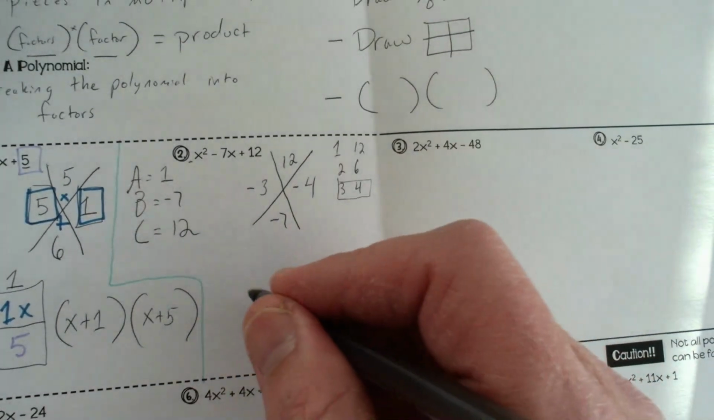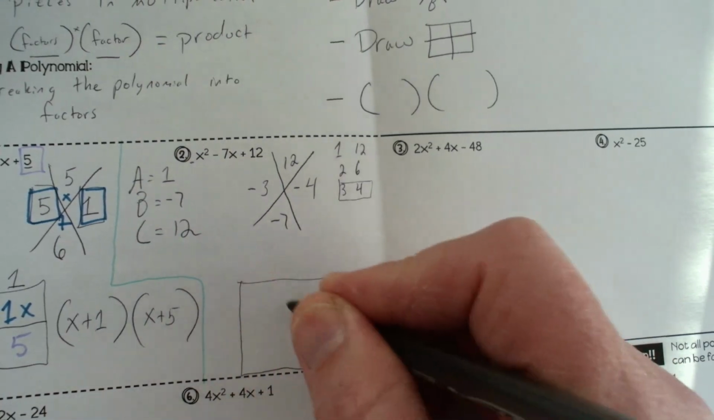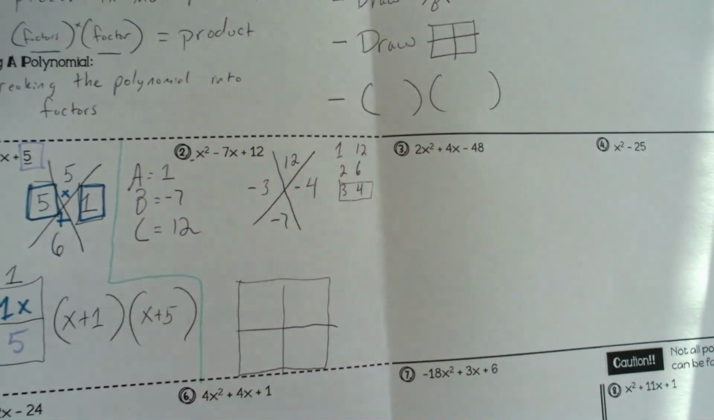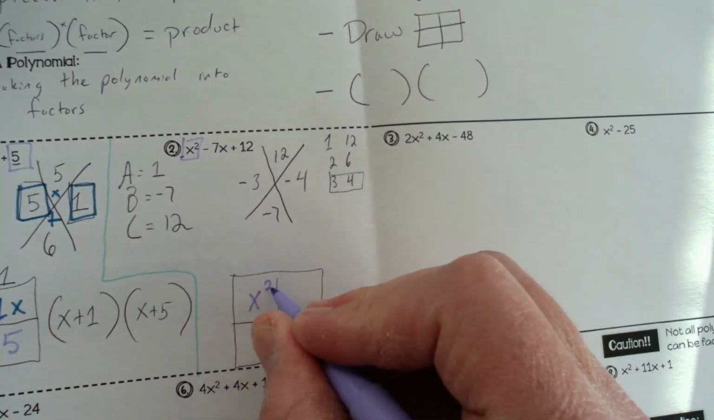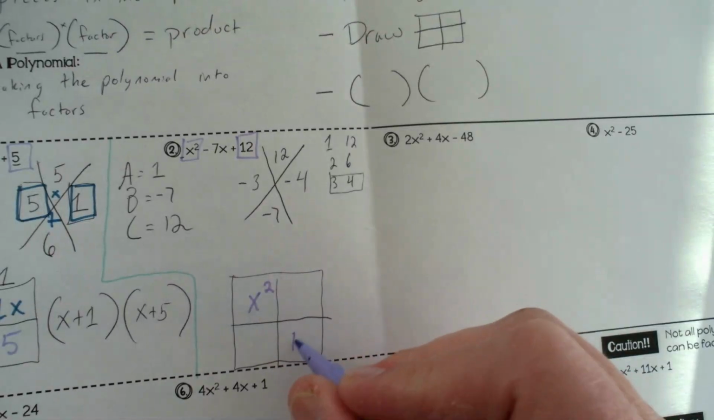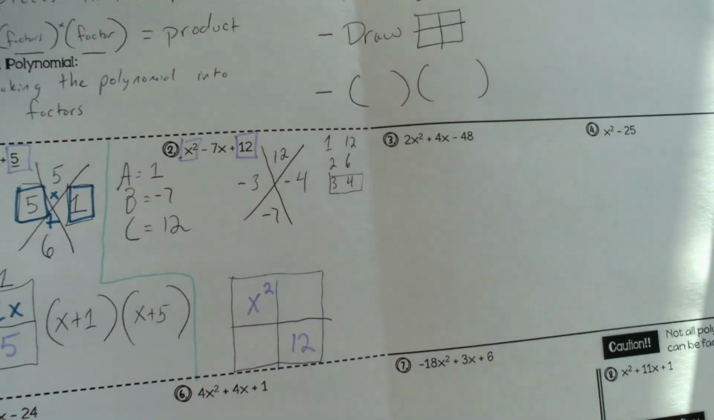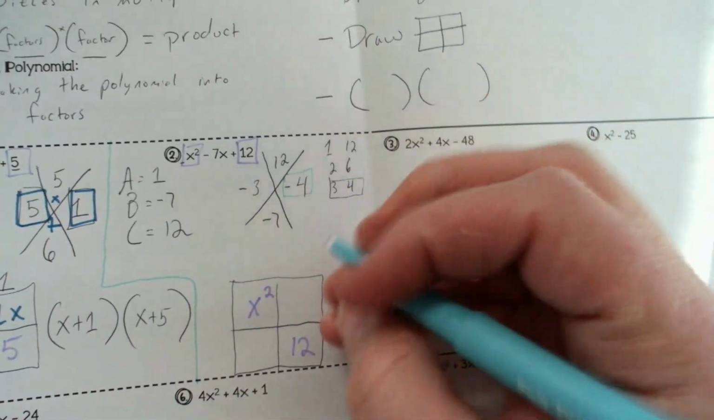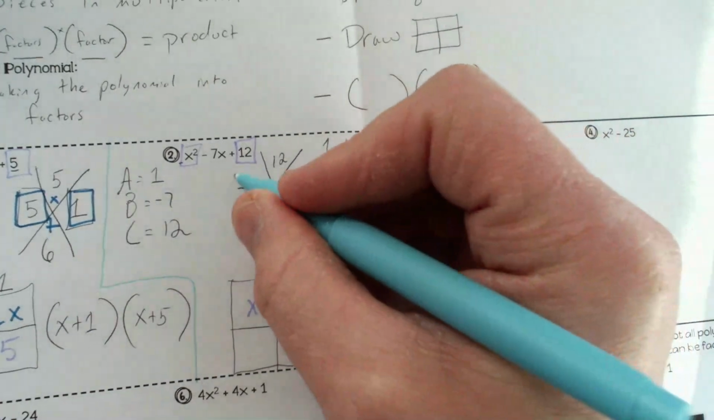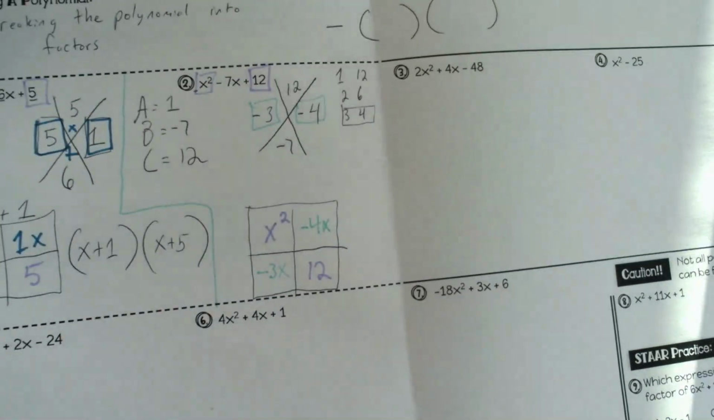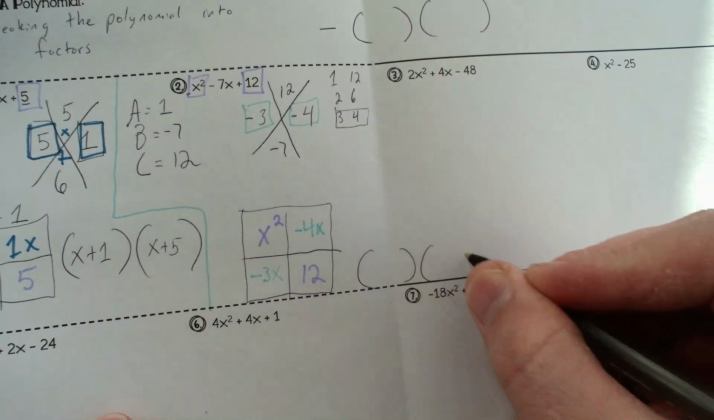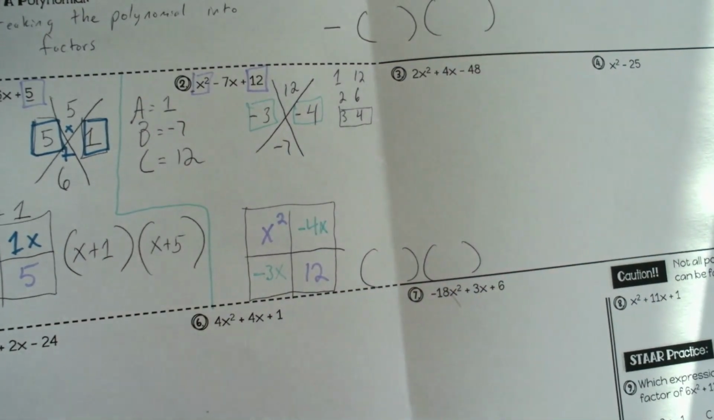Step number 3, draw my box. My first term goes in my top left box. My last term goes in my bottom right box. This -4x goes here. This -3x goes here. And again, if you have them flip-flop, that's okay. You'll find that we'll end up with the same answers. We'll end up with the same binomials. The only difference is we just might have them in a different order. And that's okay because it's multiplication. The order doesn't matter. It can flip-flop.